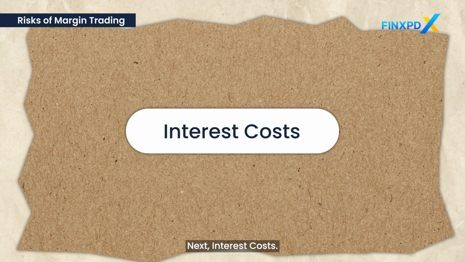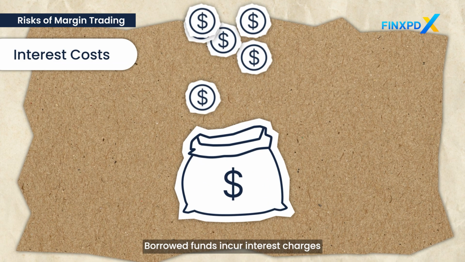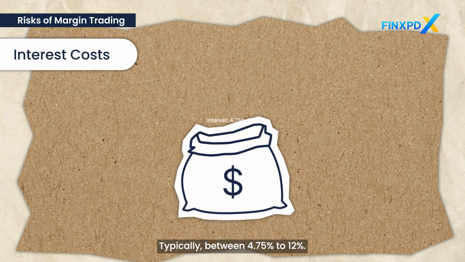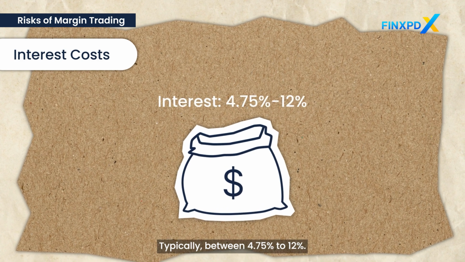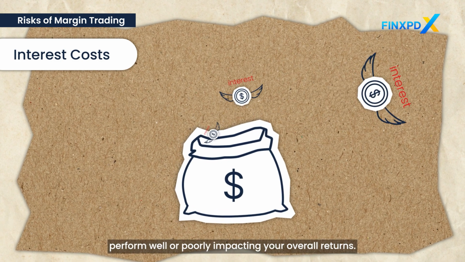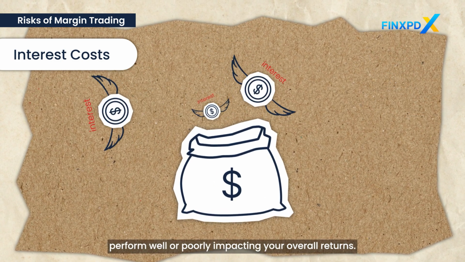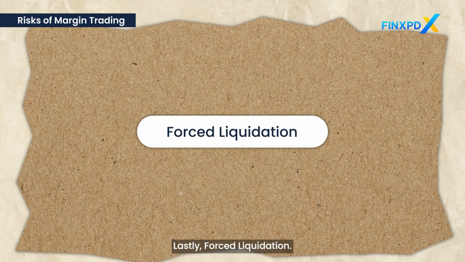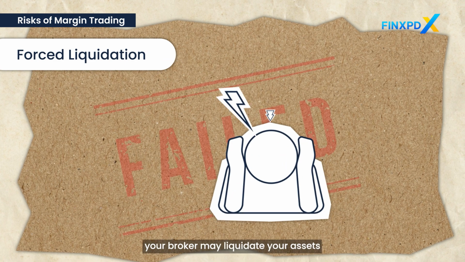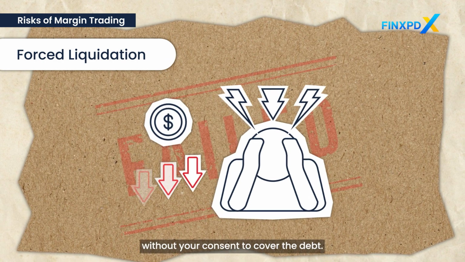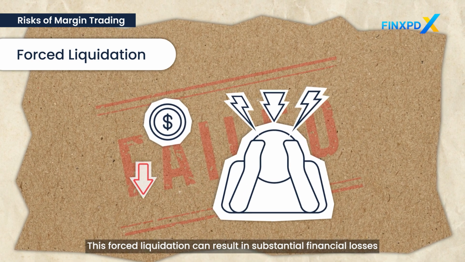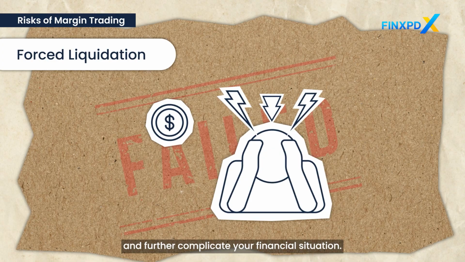Next, interest costs. Borrowed funds incur interest charges, which can vary based on the broker and market conditions, typically between 4.75% to 12%. Interest accrues regardless of whether your investments perform well or poorly, impacting your overall returns. Lastly, forced liquidation. If you fail to meet a margin call, your broker may liquidate your assets without your consent to cover the debt. This forced liquidation can result in substantial financial losses and further complicate your financial situation.